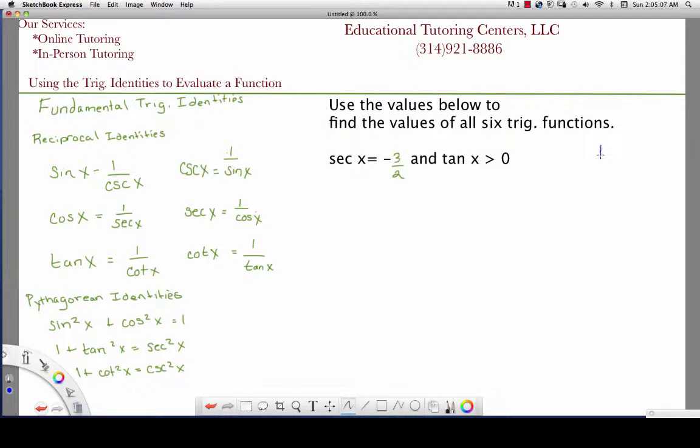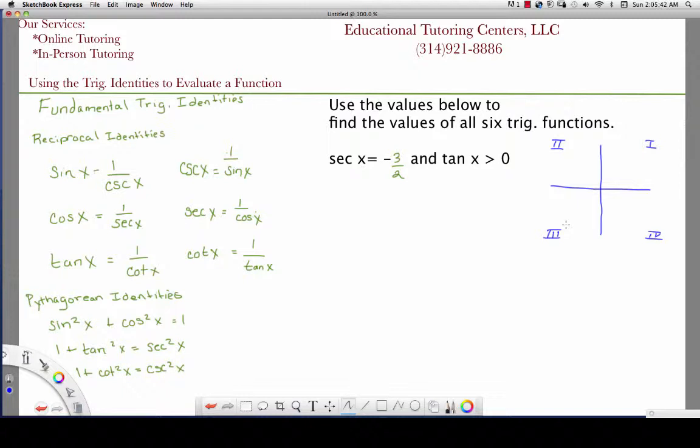So the first thing I'm going to do is set up a coordinate plane, and just as a review, I will label each section, each of the quadrants. This is 3. And 4.